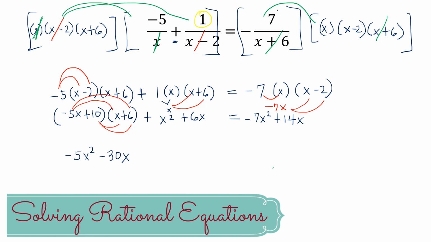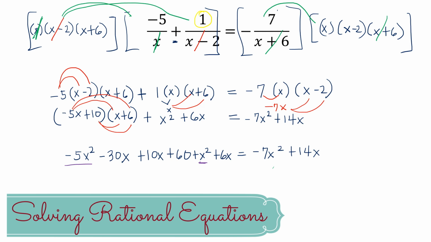And then how about 10 times x? 10x. 10 times 6, 60. Then plus x squared plus 6x equals, simply copy all the terms from the right side. Next, we're going to combine like terms. Which are like terms? Negative 5x squared and x squared. We're on the left side first.